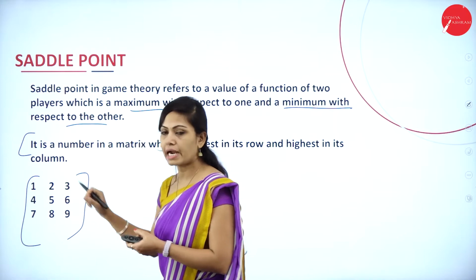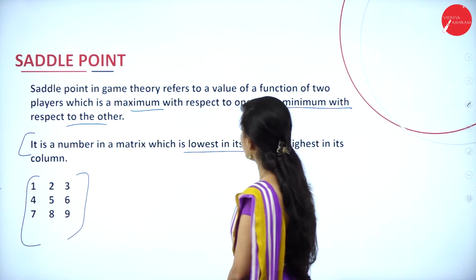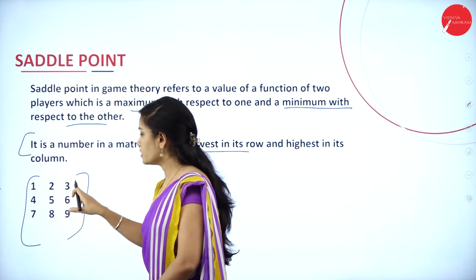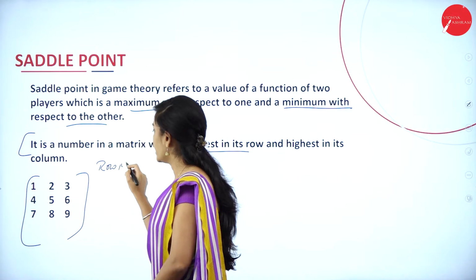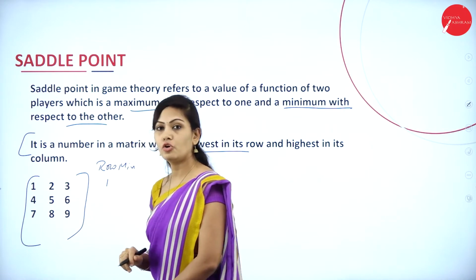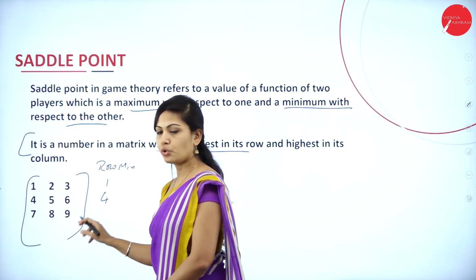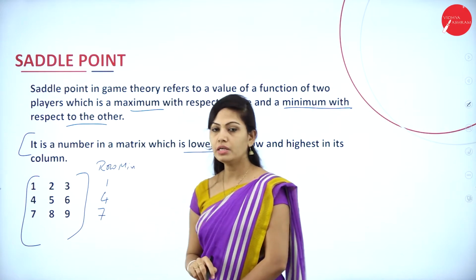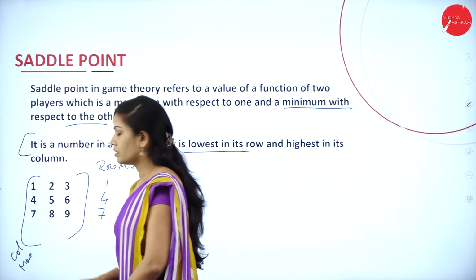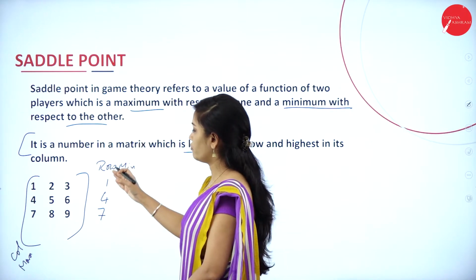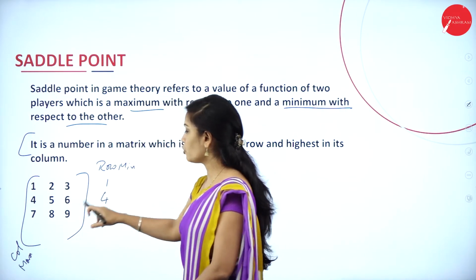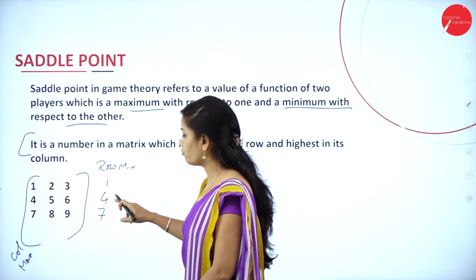Here I have to find the saddle point. What is a saddle point? It is the value which is lowest in its row. In the first row, the lowest value is 1. In the second row, the lowest value is 4. In the third row, the lowest value is 7. Clear? And then in the column maximum, I am finding the saddle point. First I have to find the row minima and the column maximum. Here, in every row, the least values I have considered are 1, 4 and 7.